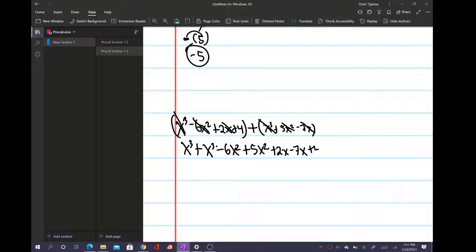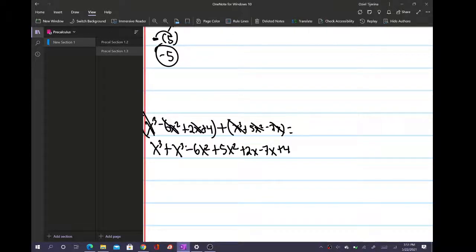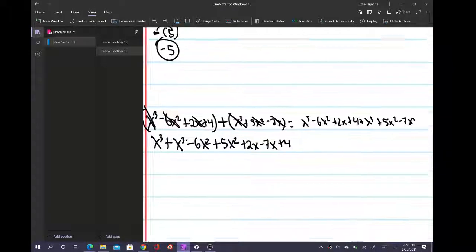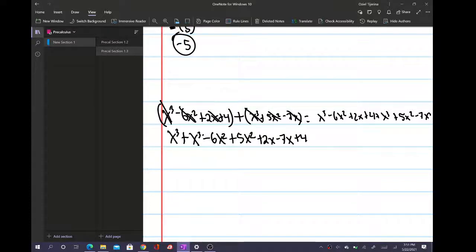A positive 4, right? And don't get confused by this addition. It's literally just saying x cubed minus 6x squared plus 2x plus 4 plus x cubed plus 5x squared minus 7x. It's the same thing. You don't have to really put parentheses, but that's exactly what we have here. I just have it in order of descending exponents. It's always recommended that you add in order of descending exponents, the little numbers here, because that way it can make your work look much cleaner.